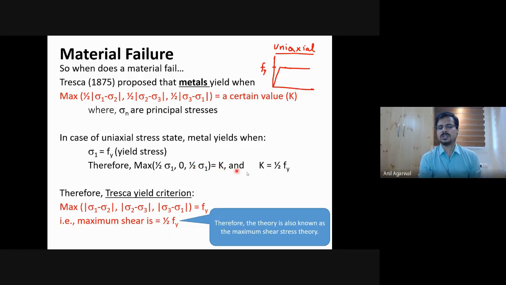So half of sigma 1 is equal to K. So my K is equal to, and sigma 1 is equal to Fy. So my K is equal to half of Fy, right? My K is equal to half of Fy. So I can substitute that K here. So ultimately this half and this half will cancel out. So I'm left with this equation.